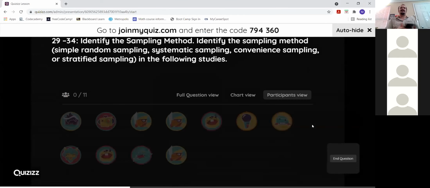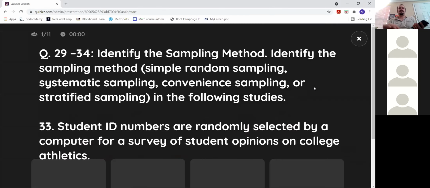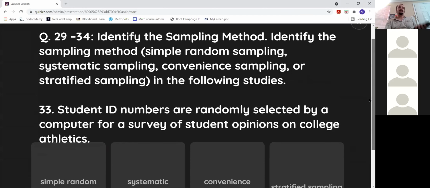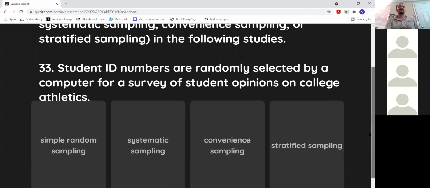And I think this is the last one. I could be wrong. The last one was simple. Was with sampling methods. So we have the 4 sampling methods.